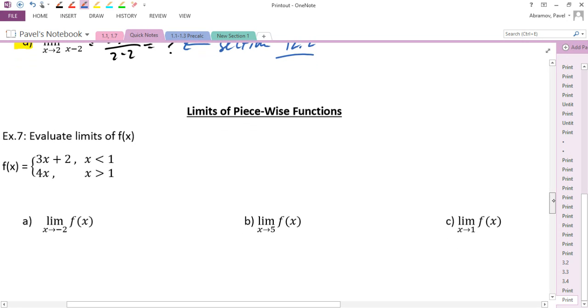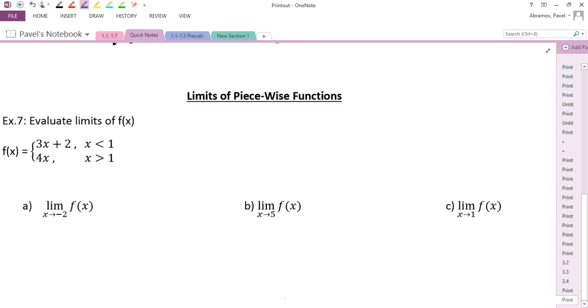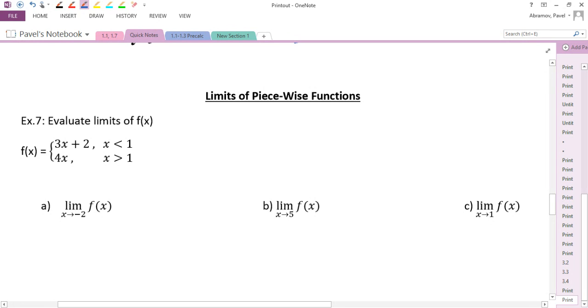Finally, something that most students always have trouble with, as far as I can tell, is the limits of piecewise functions. Remember, a piecewise function is a function that consists of two different pieces. Part of it is 3x plus 2, which works only when x is less than 1. Another part is 4x, which works only when x is greater than 2. So you need to find the limits of this function. We could do this graphically, but we don't have to. It's too time consuming. We can use our substitution method.